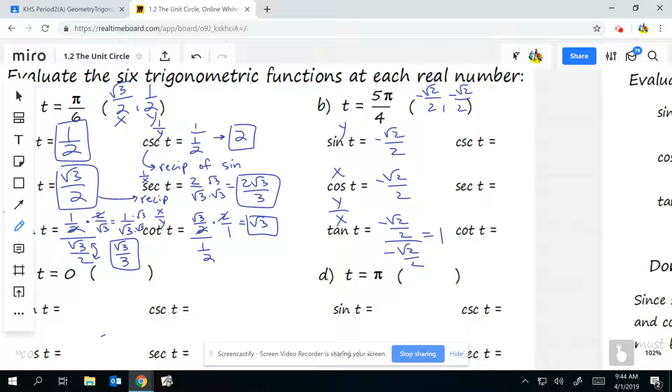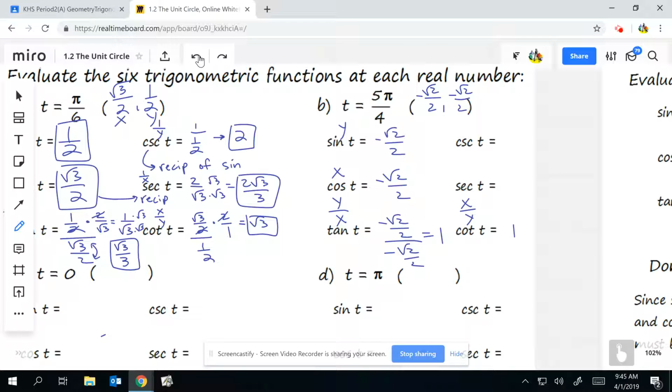Guess what cotangent then is going to be? X over y is going to be the same thing. When you reciprocal a 1, you're going to get a 1. Tangent is reciprocal of cotangent. So when you flip a 1 over, you're still going to get a 1. If you took these two fractions right here and flipped them around, it wouldn't matter. You're still going to have negative radical 2 over 2 over negative radical 2 over 2, so it's still a 1. So that would be the cotangent.